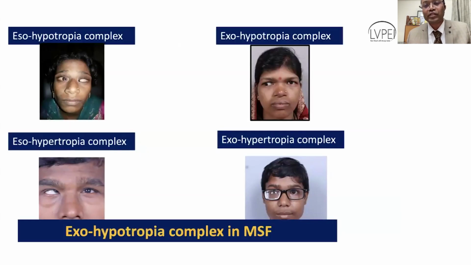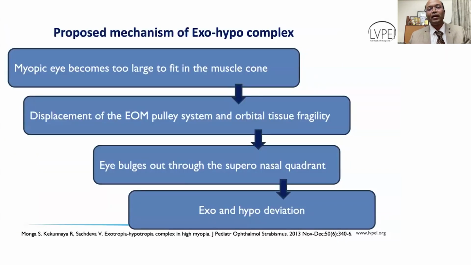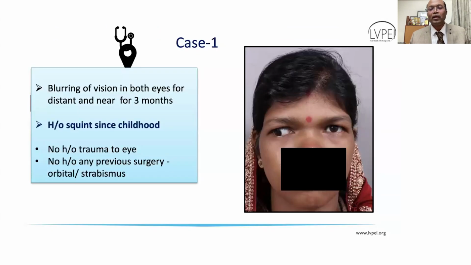So let's move on to the second type, that is exohypertropia complex in MSF. Basically, again, the mechanism of exohypertropia complex is more or less very similar to what we learned for isohypertropia complex. Assuming the similar mechanism, let's understand through this particular case. This lady presented with blurring of vision for distance and near. She had a history of squint since childhood. Although it was very subtle, that increased over a period of years.